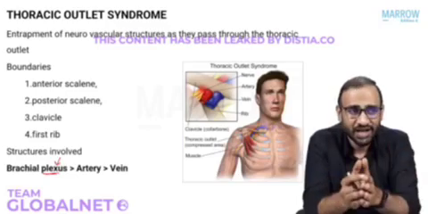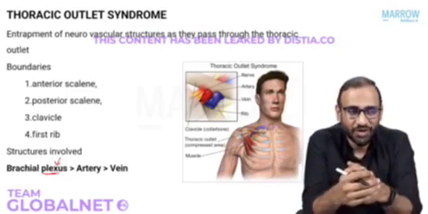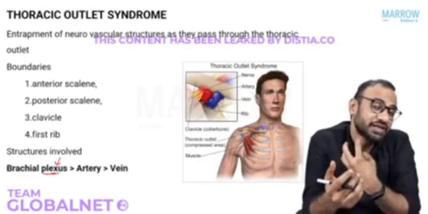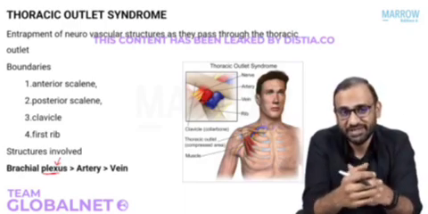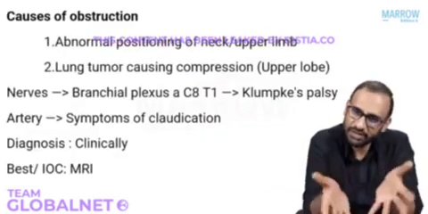Now, why does it occur? Usually it is because of an abnormal first rib, or hypertrophied scalene muscles, or a tumor in the proximal aspect or the apex of the lungs. Now, none of that is important. What is important here is how do you make the diagnosis?